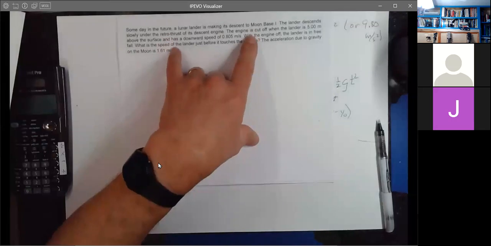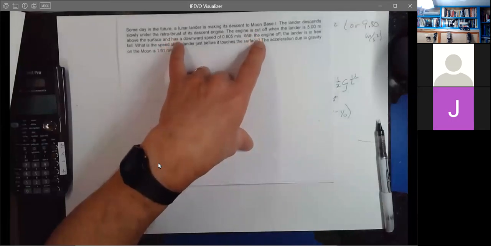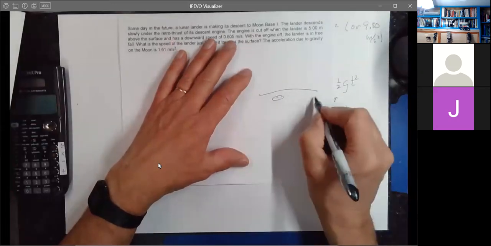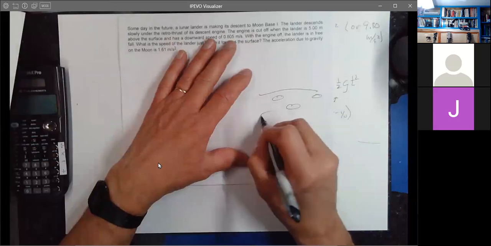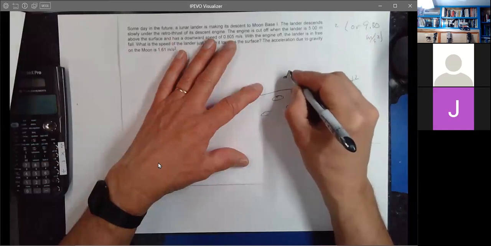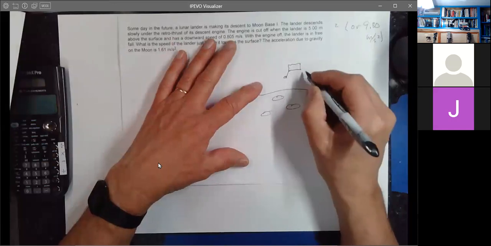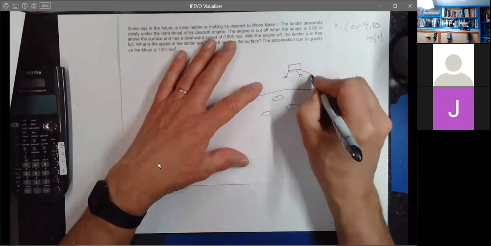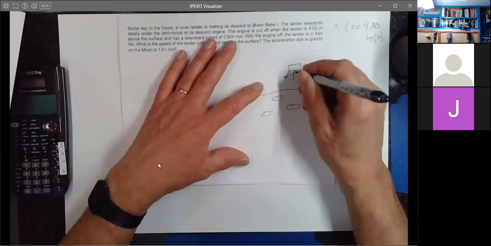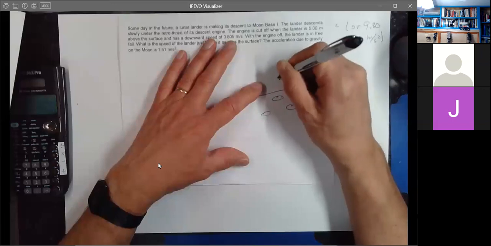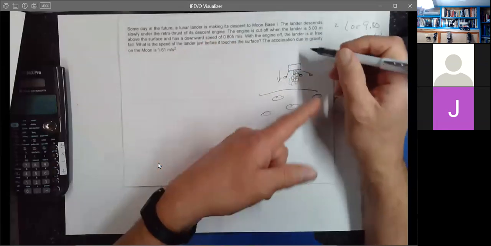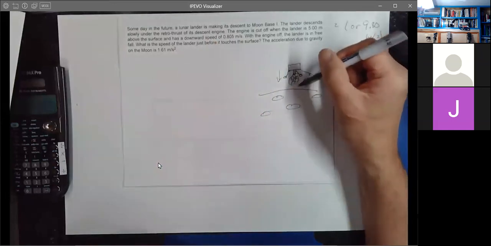So the lander descends slowly under the retro thrust of its descent engine. And what that is, if this is the surface of the moon here, and the moon lander had these, I don't know, legs on it, I guess. We'll just sort of make it look like that. Anyway, it's down there, and it had a rocket engine that it fired as it was descending toward the moon. So it was shooting propellant out of the bottom of it to slow it down as it descended toward the moon.